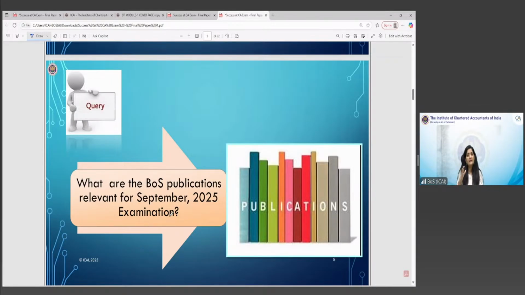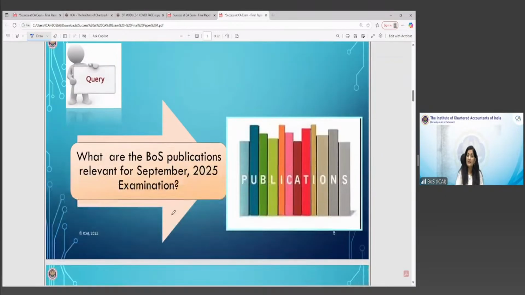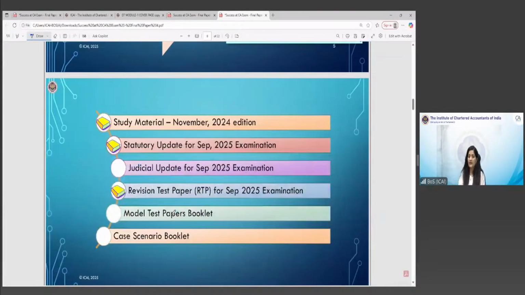If we talk about the study material, this is the basic foundation for the subject. The November 24 edition of the study material was released for May 25 and November 25. But now, since we are conducting the exam three times a year, the said study material, November 24 edition, is relevant for your May exams, September exams, and January 26 exams. So for September or January 26, the same study material, the November 24 edition, is relevant for you.